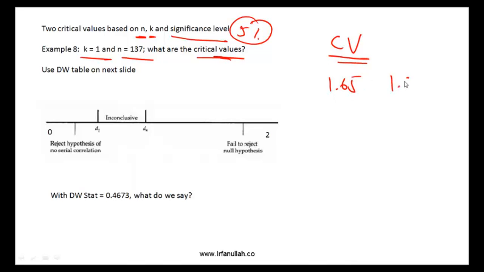And 1.69. So this was the DL and the other one was the DU, the upper one. Just bear with me for a minute. What was the range of the whole Durbin-Watson? It was from 0 to 4. And what was the point where we can say that there is no serial correlation? 2.